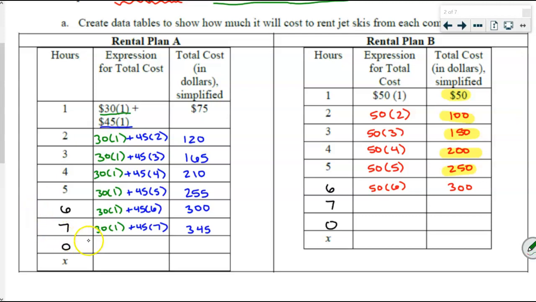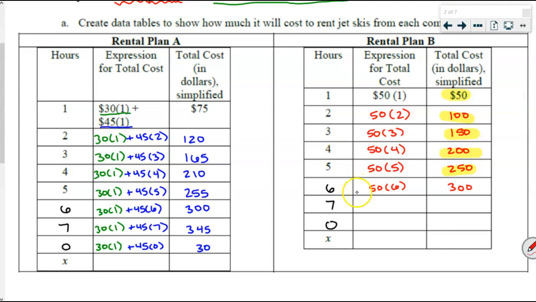What's that going to look like over here for the 0? Carter? Exactly, it's going to be $30 because even if I don't show up to rent those jet skis, I still put down that $30 deposit. So it still is a $30 one-time fee. And it's $45 an hour, I just didn't show up, so it's 0 hours. So 45 times 0 is 0, but I still paid that $30 deposit, that initial one-time fee.